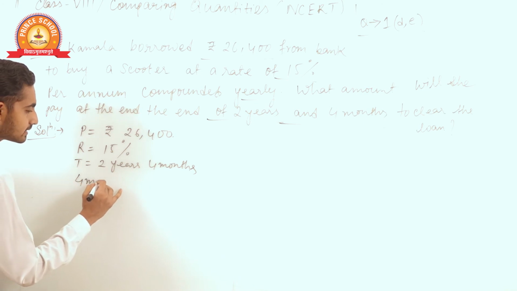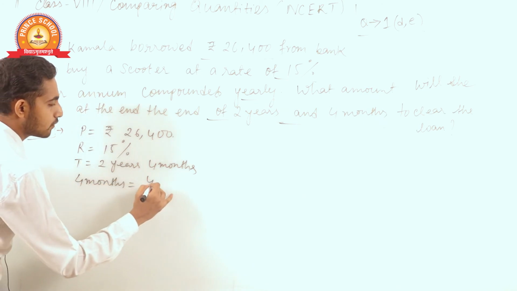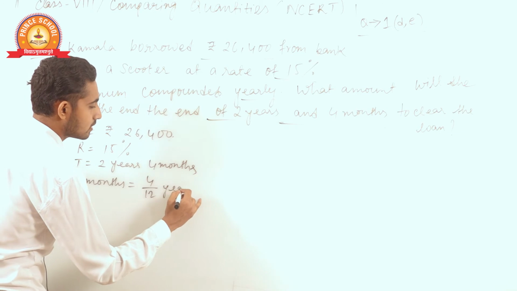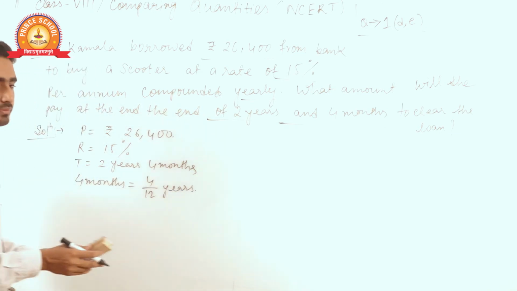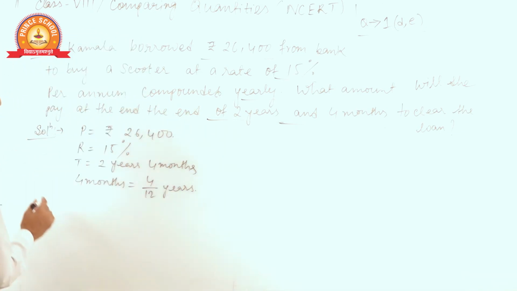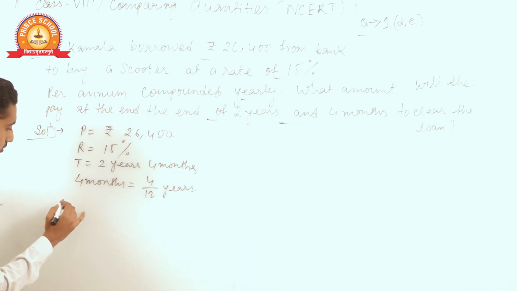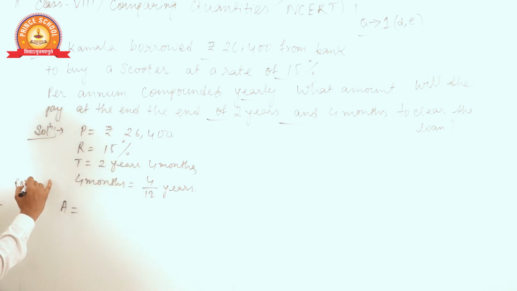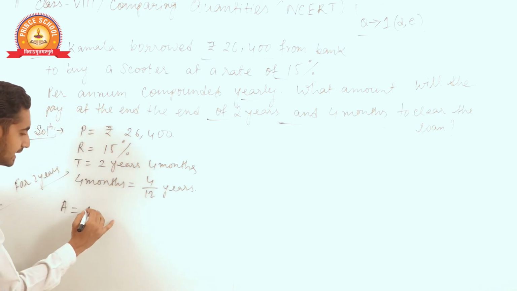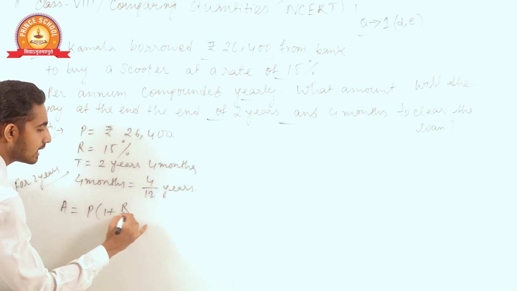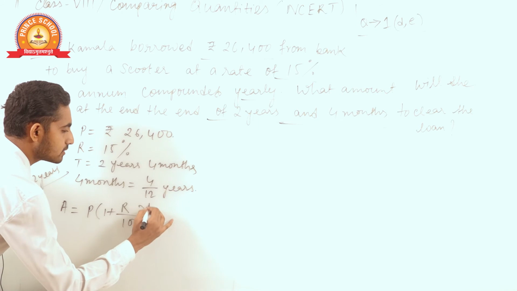Or you can write like this way: 4 months is equal to 4 upon 12 years. Okay, 4 upon 12 years. Now listen, first of all I have to find out for 2 years. What do we have to find? Amount. So the formula is amount is equal to, write down here for 2 years, P into 1 plus R upon 100 raised to the power T.